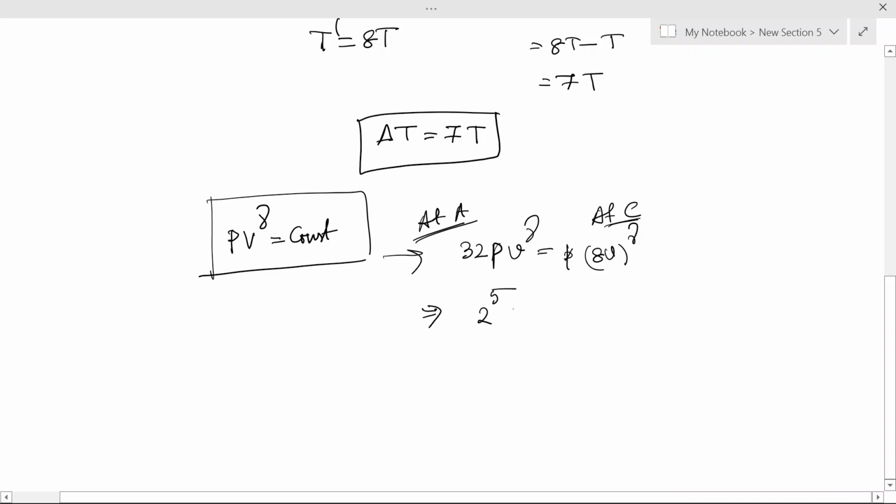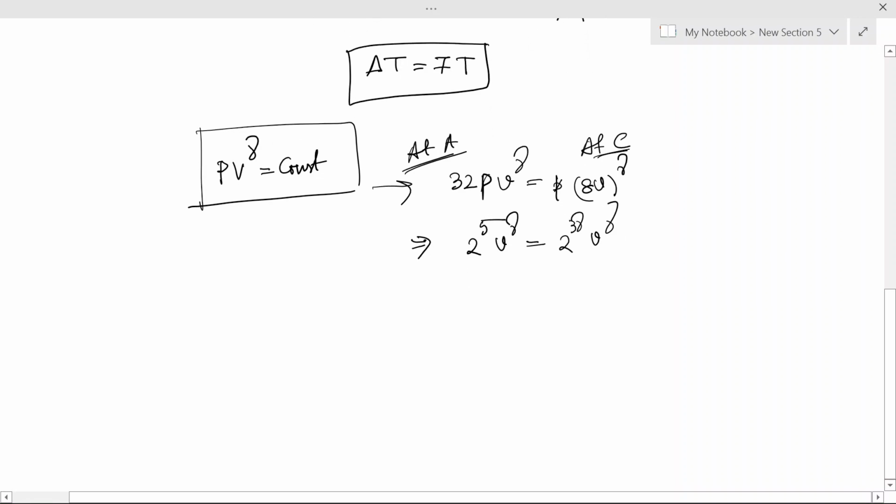2 to the power 5 into V to the power gamma is equal to 8, which is 2 cubed. So 2 to the power 3 gamma into V to the power gamma. I think it is okay, right? Because 2 to the power 5 is equal to 32 and 2 cubed is equal to 8. So V is cancelled, and clearly 3 gamma is equal to 5. So gamma is equal to 5 by 3.